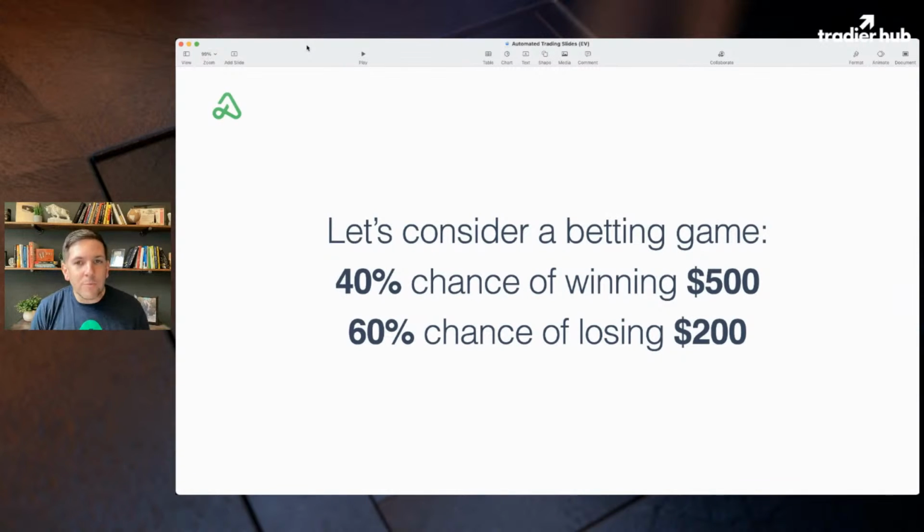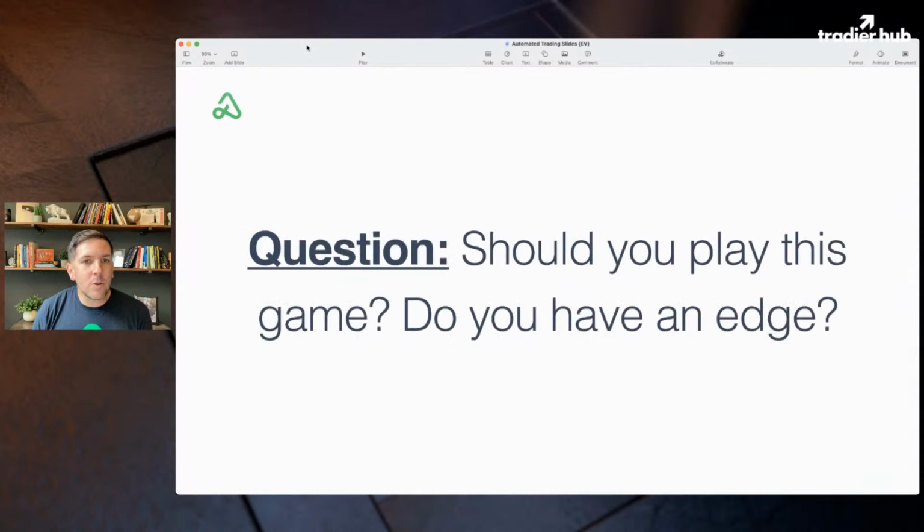You have to take the win rate combined with the risk, the reward, and the risk profile of what the game is. So in this case, the question you should be asking is, again, should you play this game? Now, you can answer this in your own mind, in your head. But you're ultimately trying to figure out, and the math side of me as a trader would try to figure out, do I have an edge in playing this game?